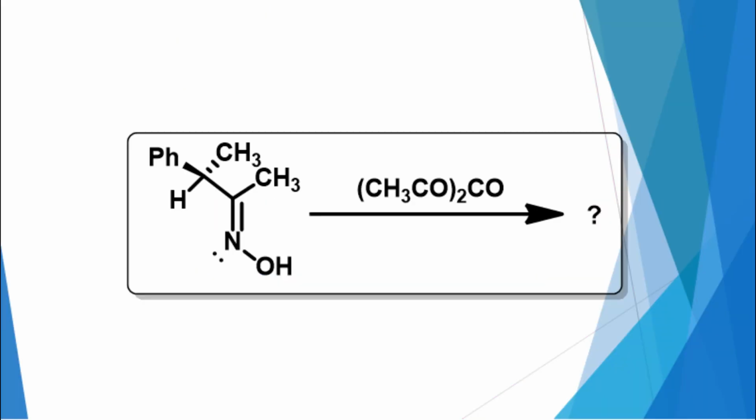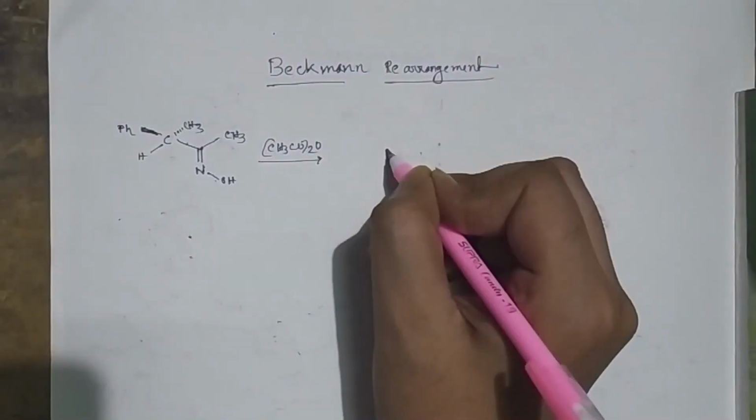So let's start. So here is our first example, where we are given an oxime where one of the carbon center is chiral. Now the reagent we got here is acetic anhydride. You know that acetic anhydride just acylates the OH group, making OH group a good leaving group. Okay, so let's just write the product.